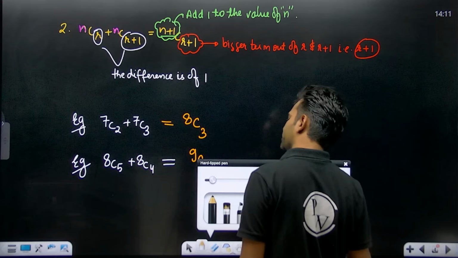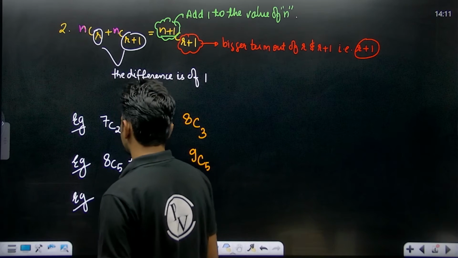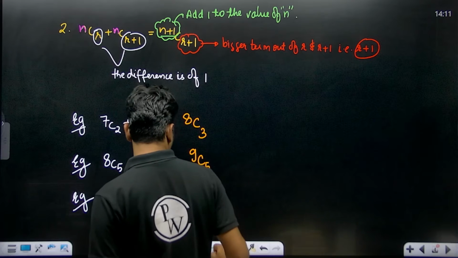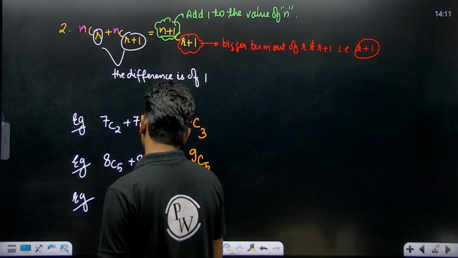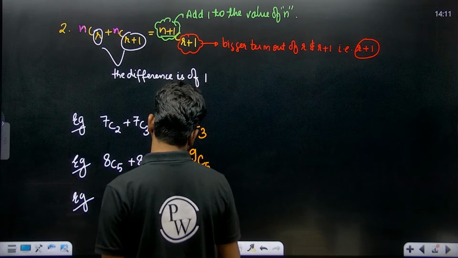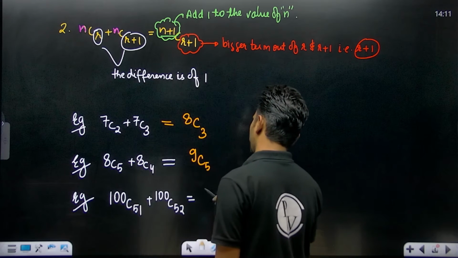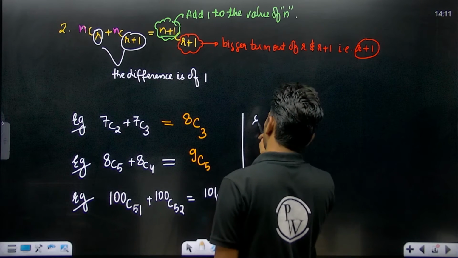Now this formula is going to be very helpful if we are talking about calculations in this particular chapter, so that's why we are studying it. Okay, if I talk about what is 100C51 plus 100C52, the value of this is going to be what? It is going to be 101C52. Yes or no? Let's talk about more examples.